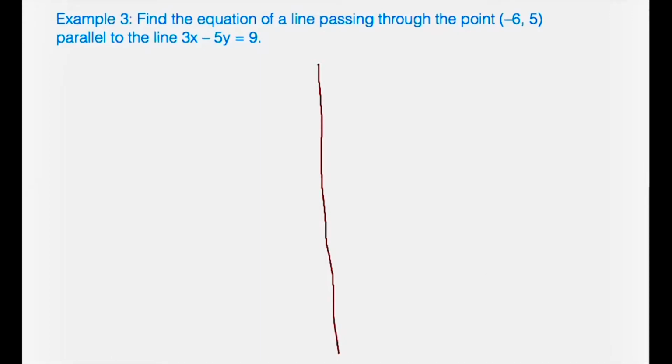There are two parts to this question. The first part is the equation 3x minus 5y equals 9. What I need to find from this equation is the slope. To find the slope, I need to solve this for y to change it to the format y equals mx plus b, because in this equation we know m is the slope.